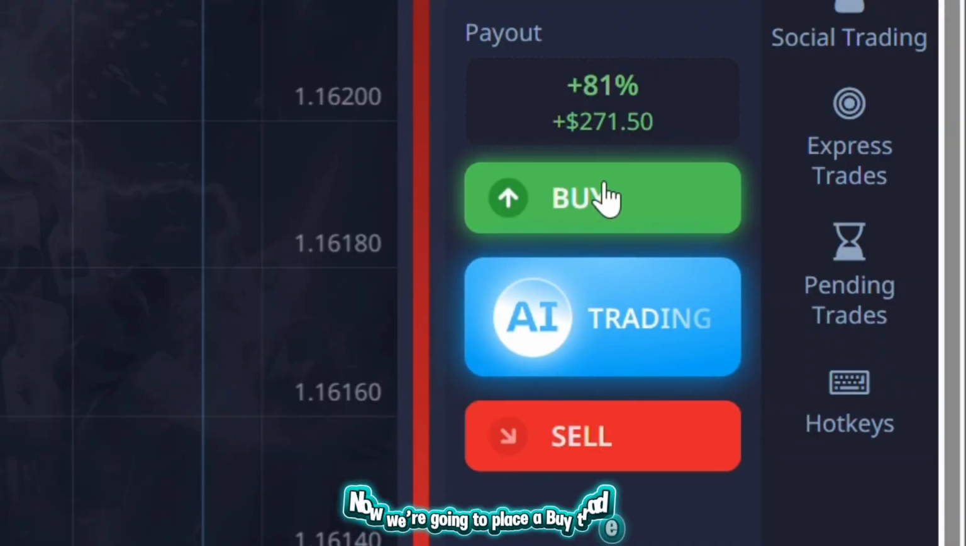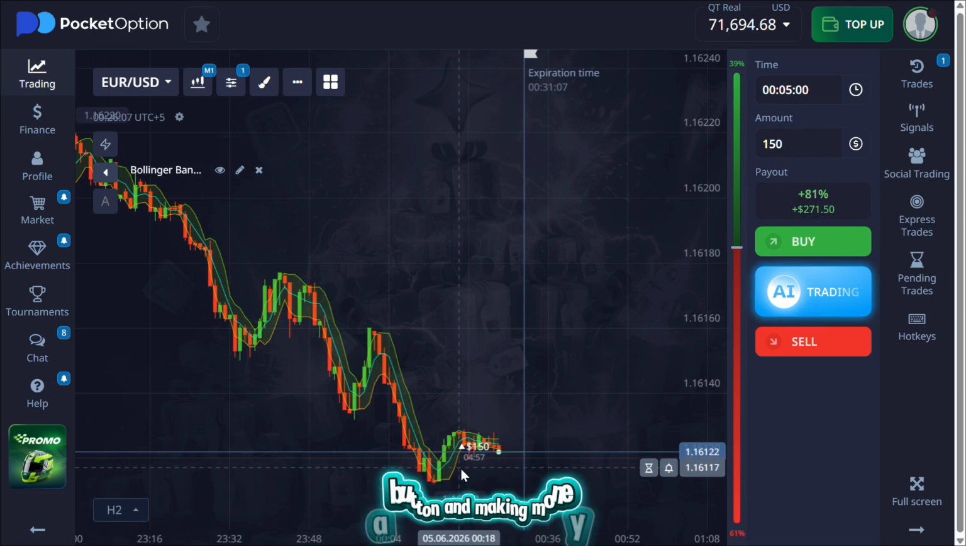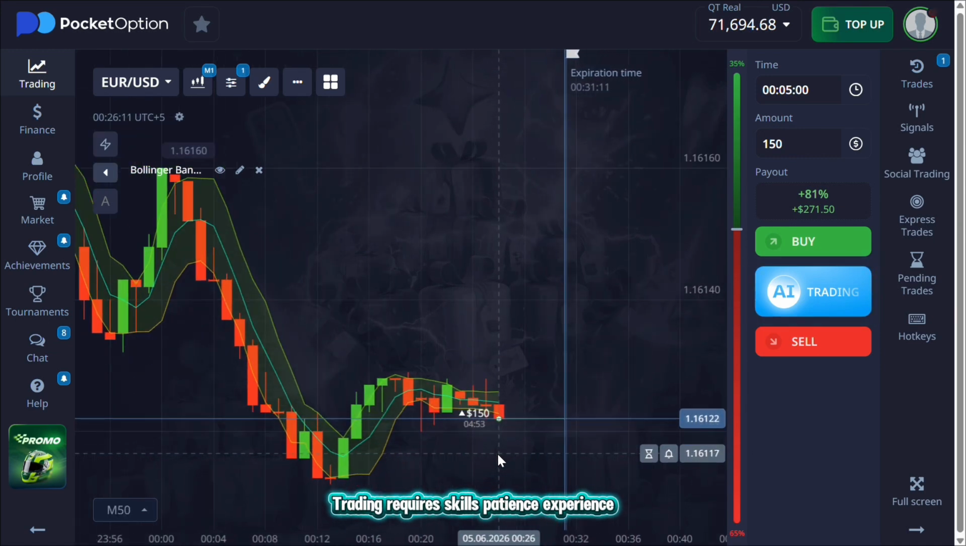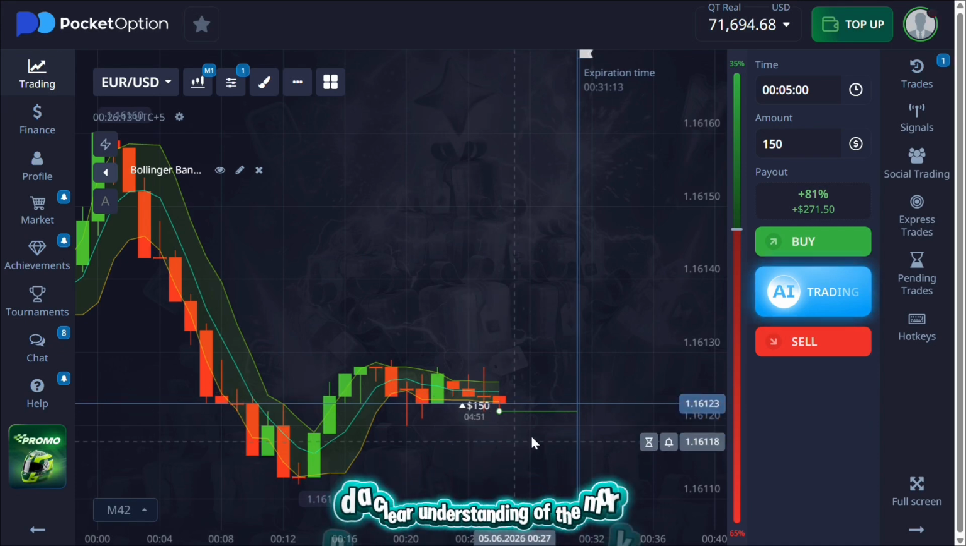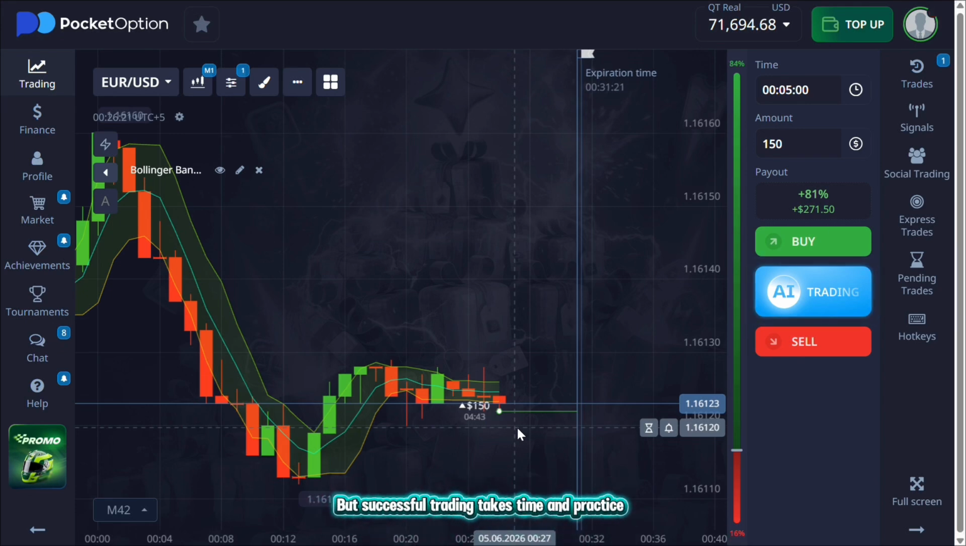Now we're going to place a buy trade. Guys, trading is not just about clicking a button and making money instantly. Trading requires skills, patience, experience, and a clear understanding of the market. Many beginners think they can enter a trade and start winning immediately. But successful trading takes time and practice.